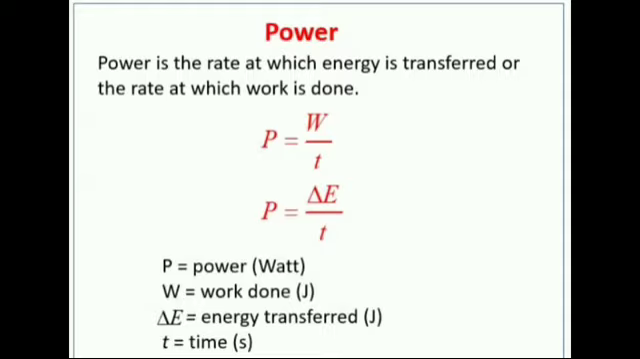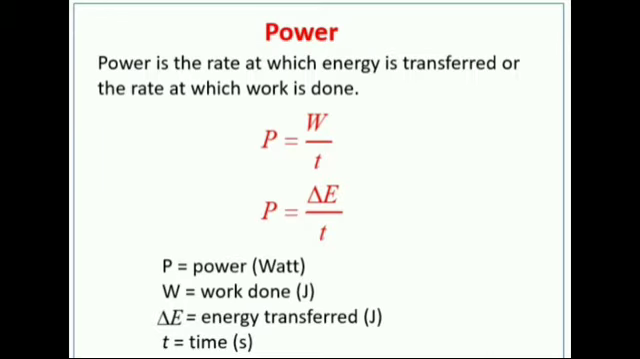Power. Power is defined as the rate of work done or energy transferred. Power is equal to work done by time taken. So P is equal to W by T. Here P is power, unit watt. W means work done, unit joule. Here delta E is energy transferred, joule. T is time, seconds.